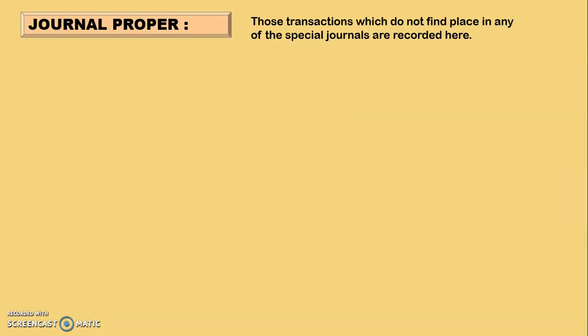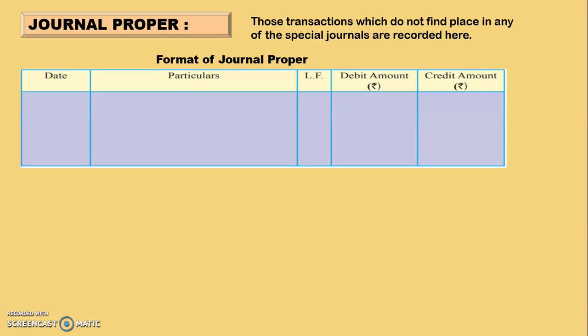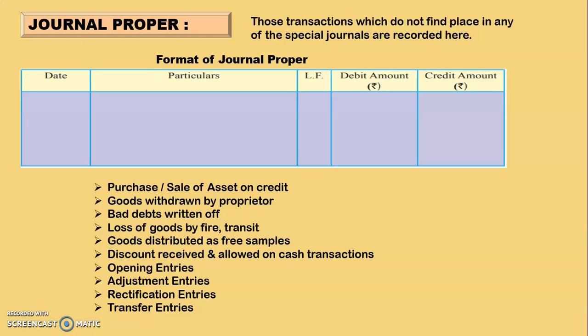Then journal proper. The transactions which do not find any place in any of the special journals are recorded here. The format of journal proper is the same as the journal entries. So here, these are the journal entries which you have to pass for those transactions. Now what transactions will be recorded in journal proper? These are some of them.